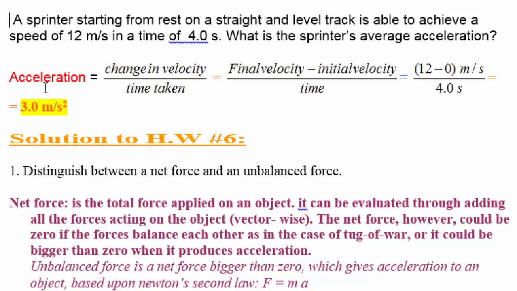To calculate the acceleration, you take the change in the velocity divided by the time taken. The change in the velocity is the final velocity minus the initial velocity, divided by the time taken to go from that initial value to the final value. And then you plug in the numbers. The final velocity is 12, the initial velocity is 0 because he started from rest, divided by the time taken, which is 4 seconds, and this will yield 3 meters per second per second.